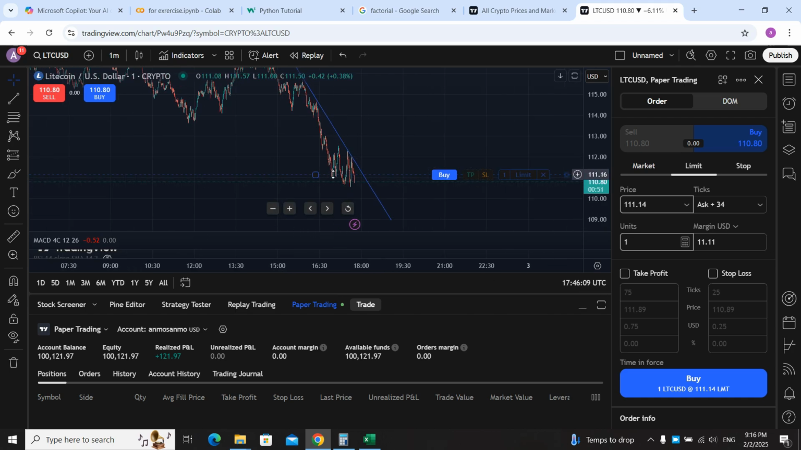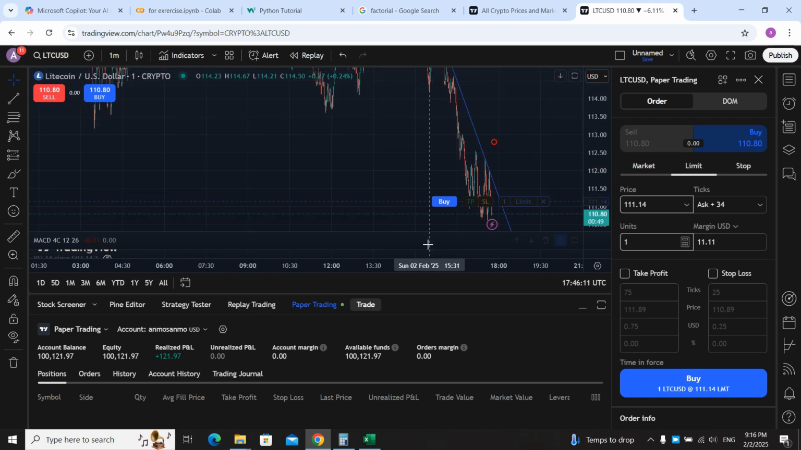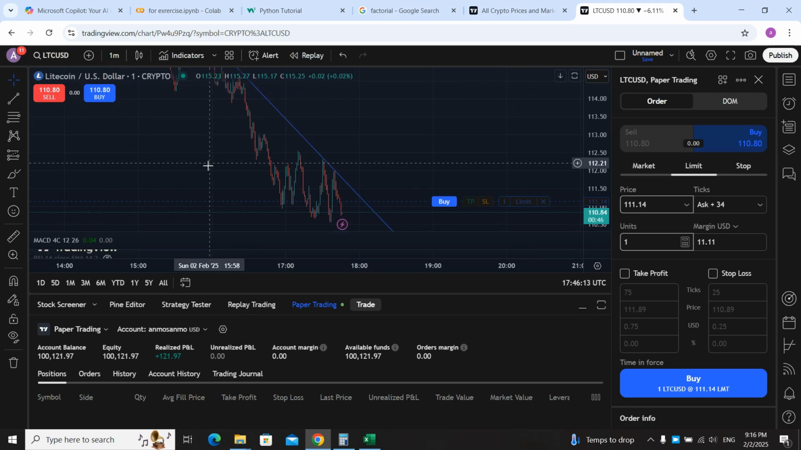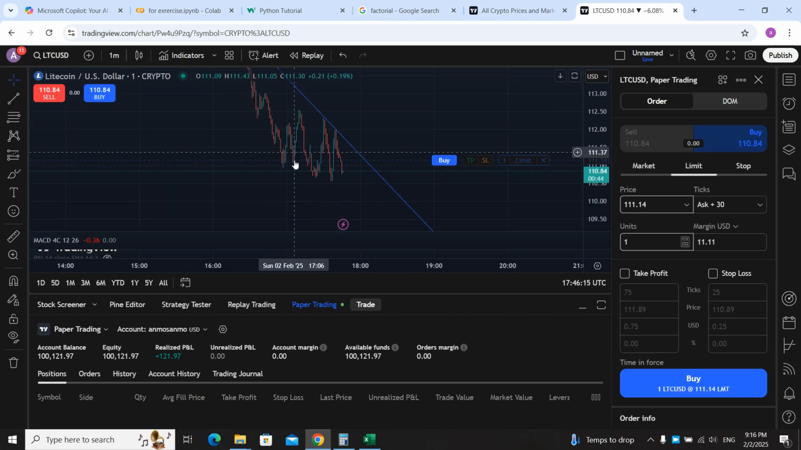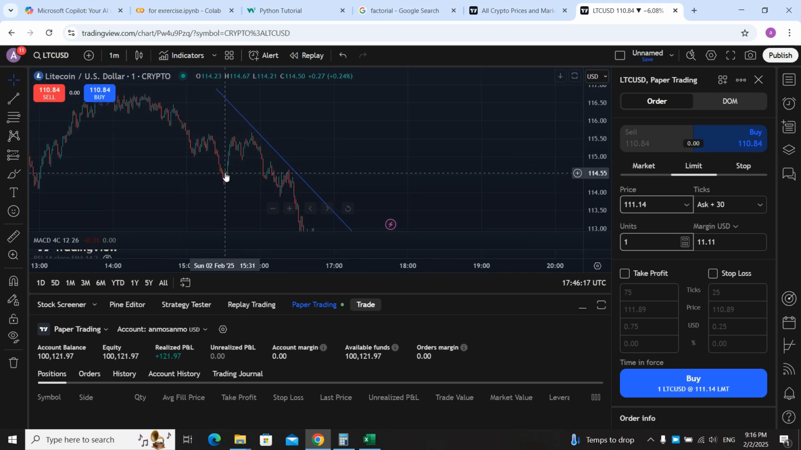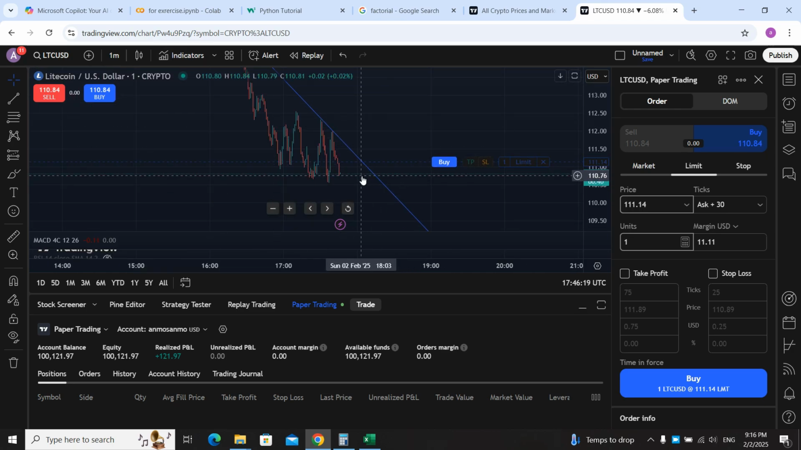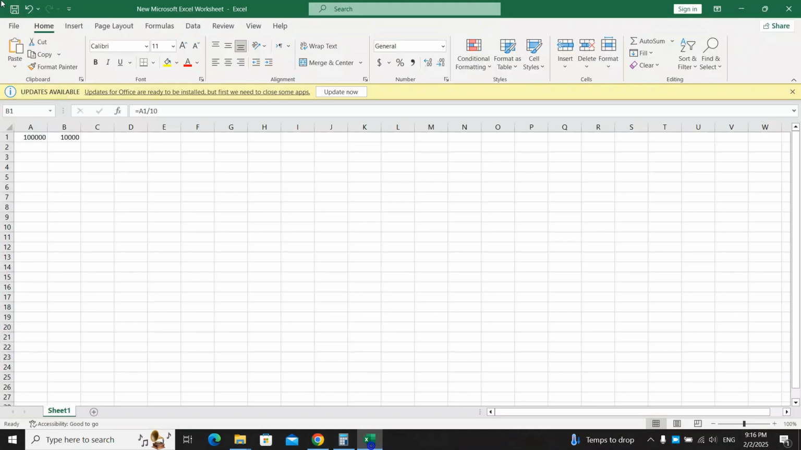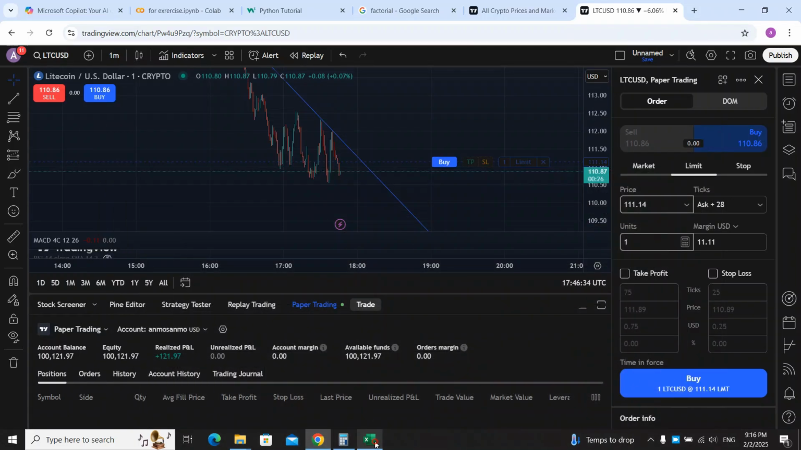For example, here I think we have a special thing that says the price is going to go down. Because of that, we can open a sell or buy. But today we are not going to open a buy or sell. Today we just define the crypto we are going to trade, and in the Excel we are going to write everything that we do.